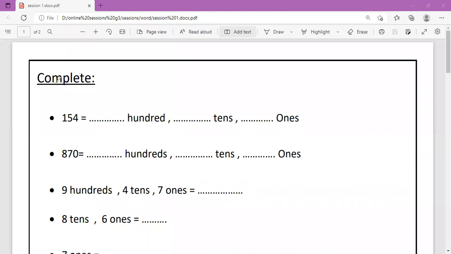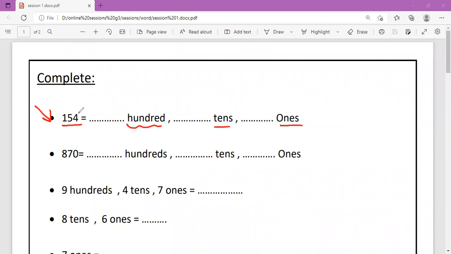Okay, let's complete our next part. We have these questions here. I want to solve them with you. Let's start with the first question. We have 154. This is the whole number, and I want to know what is in hundreds, tens, and ones.